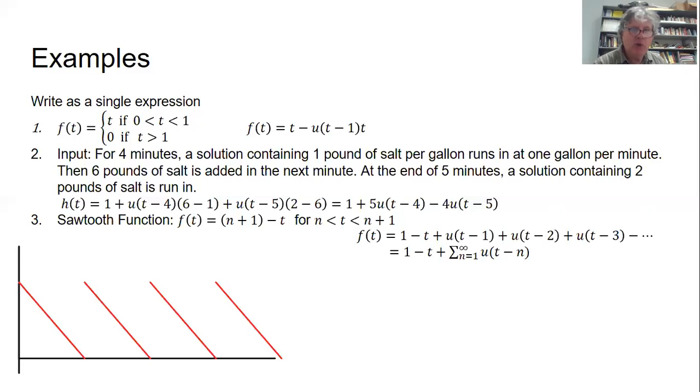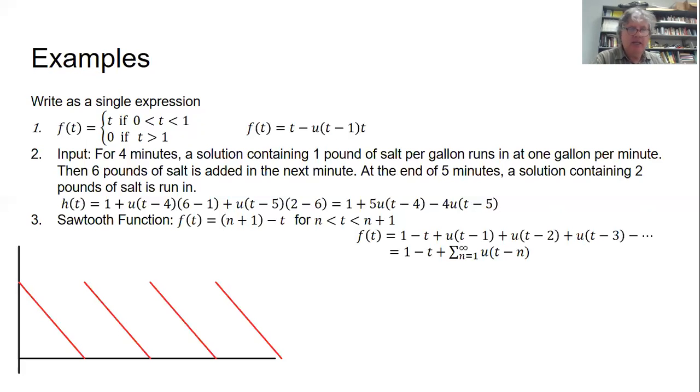So you start off with 1, and then at time 4, you want to put in 6. So you multiply the step function by 6 minus 1, right? 6 is what you want to be. You subtract what it was before. And then at 5, you want it to go to 2. So you've got to subtract 6. And after you do all the arithmetic, you see you got it right there.